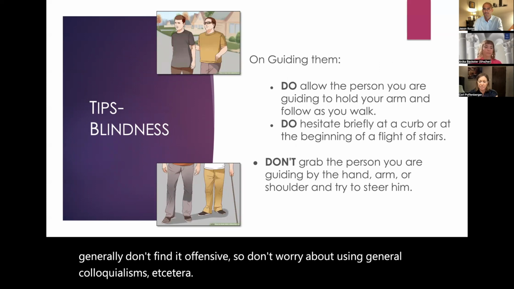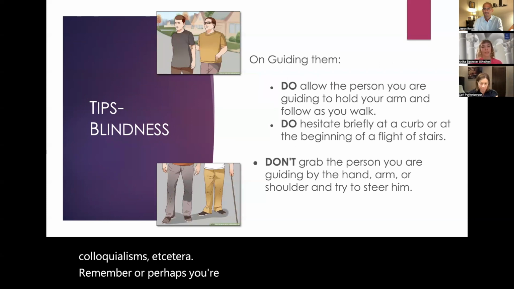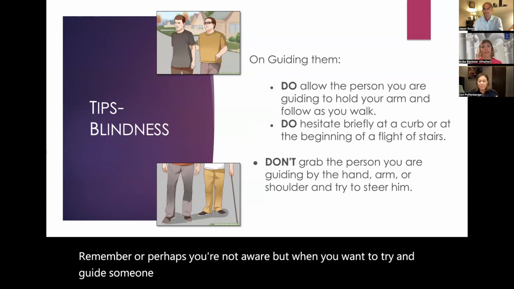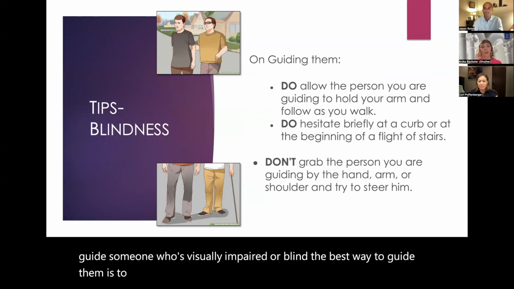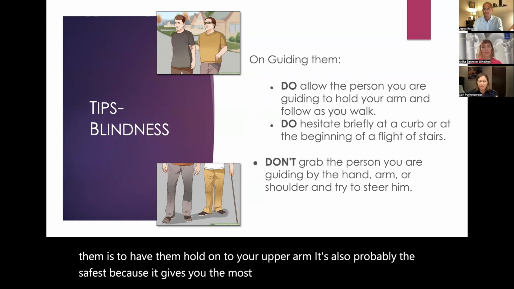Remember, or perhaps you're not aware, but when you want to try and guide someone who's visually impaired or blind, the best way to guide them is to have them hold onto your upper arm. It's also probably the safest because it gives you the most stability, and them as well the most stability.